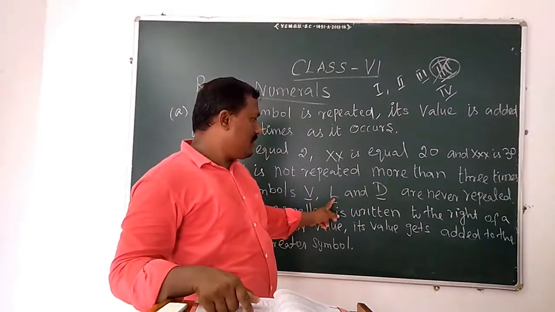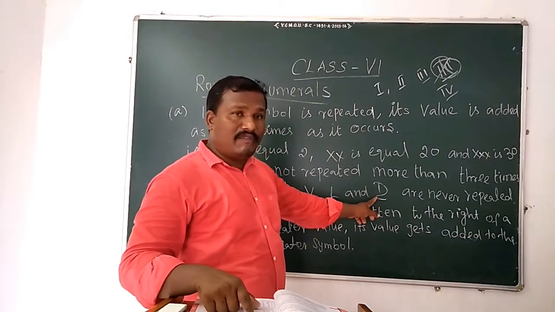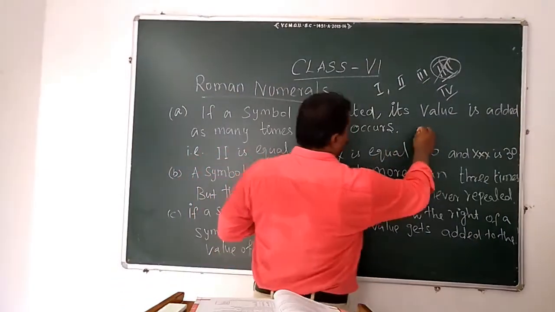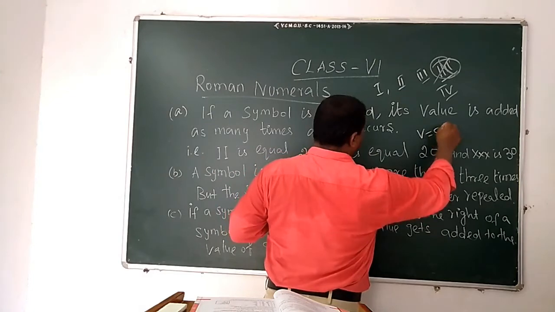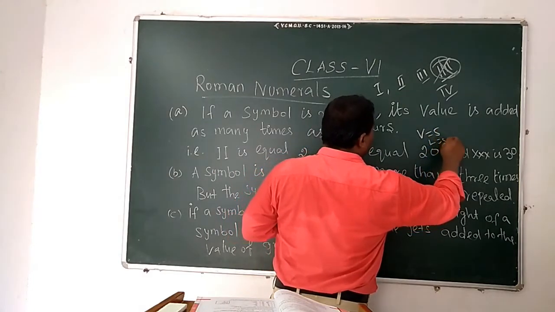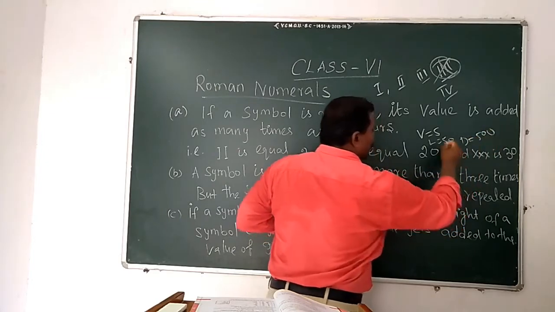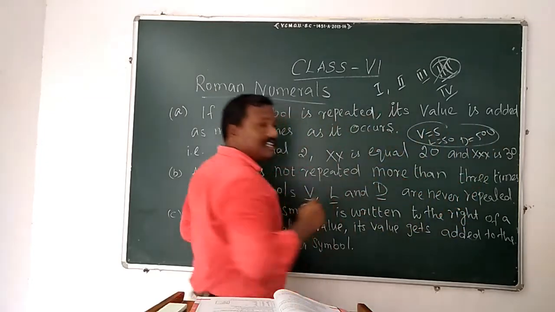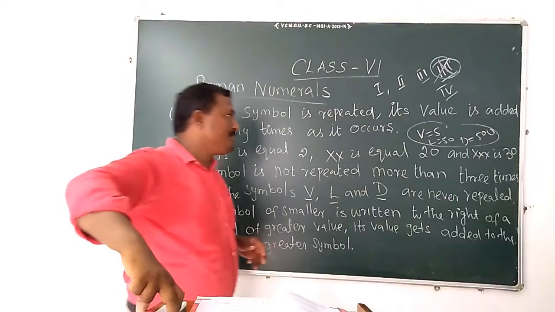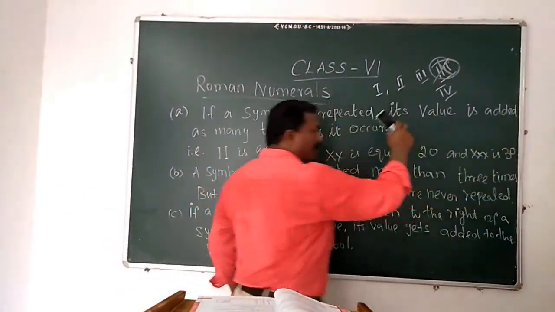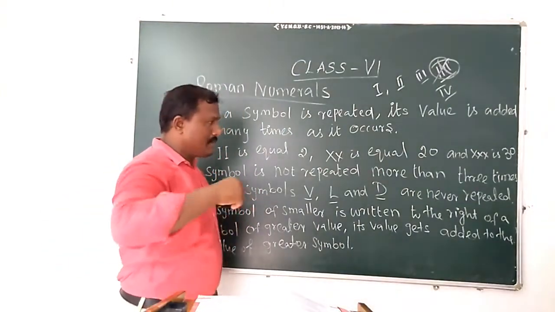So 5, then 50, then 500. These 3 symbols are never repeated. V means 5, L means 50, D means 500. So these 3 symbols are never repeated. Keep in mind, when you write a Roman numeral, don't repeat these symbols.